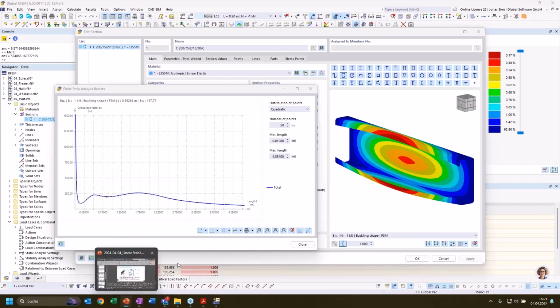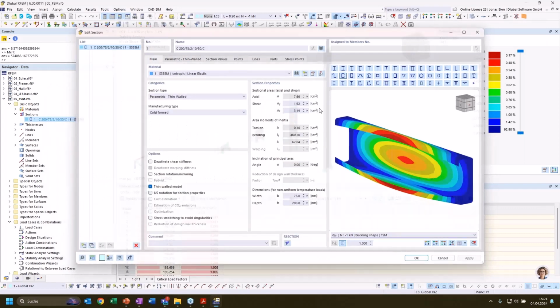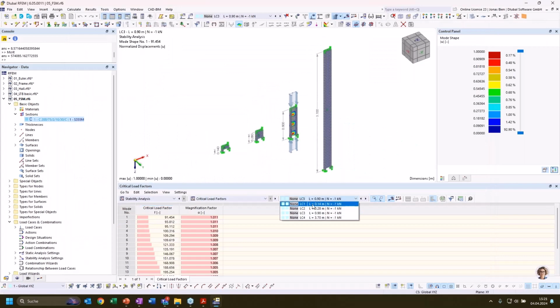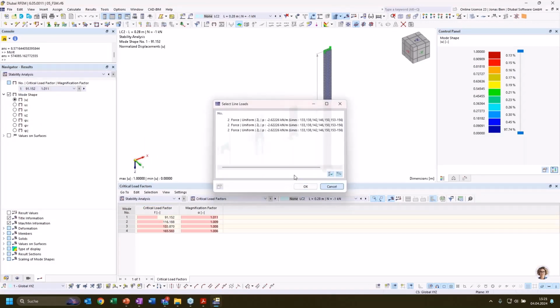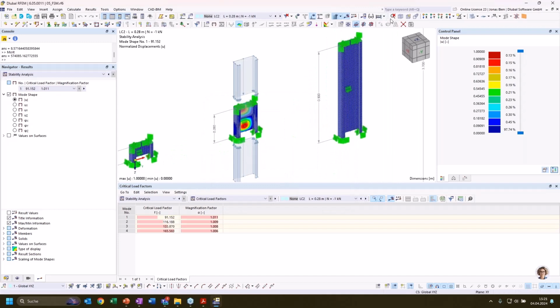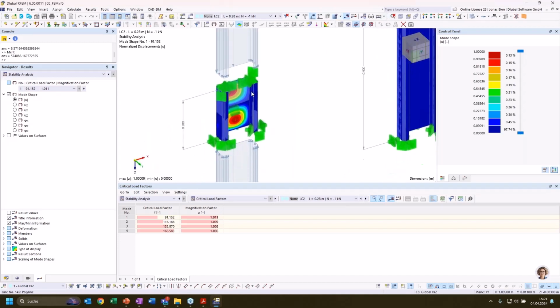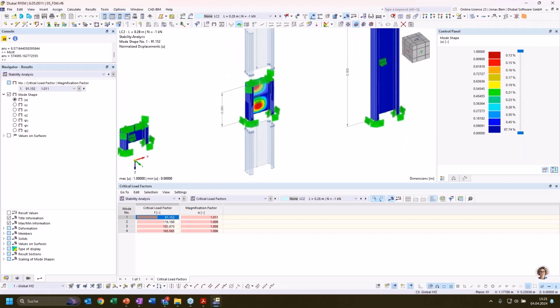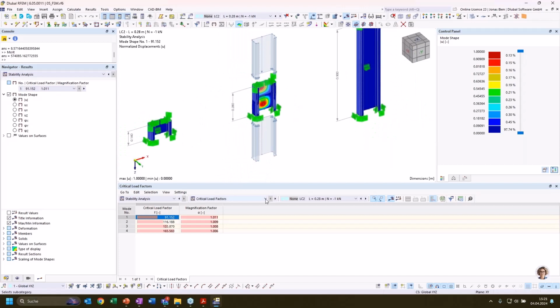But as we have seen in our shell model, for our second model here with a length of 28 centimeters, we also have local buckling as the decisive failure mode, and we have two buckles over the length of the section. This cannot be represented or investigated with the finite strip method as we have it implemented in our program.